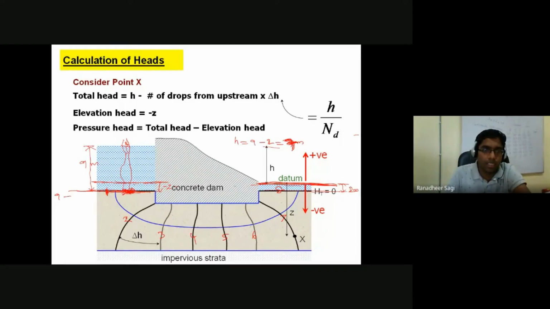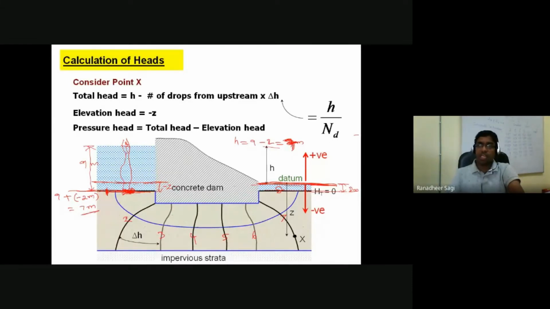plus elevation head, what I have got is minus 2 meters. I repeat, it is minus 2 meters because it is on the negative side. So automatically my total head corresponding to the first equipotential line is 7 meters. I repeat, total head corresponding to the first equipotential line is 7 meters.